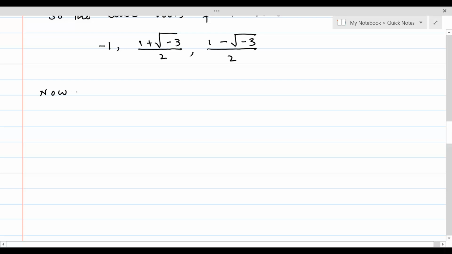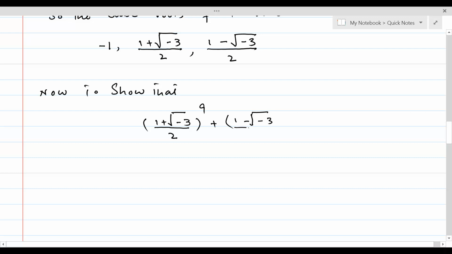Now to show that ((1 + √-3)/2)^9 + ((1 − √-3)/2)^9 is equal to -2.